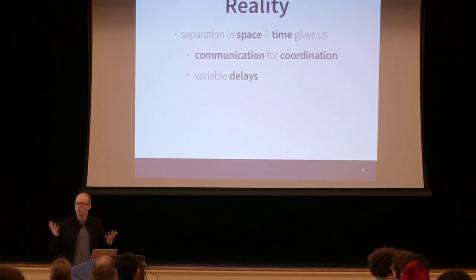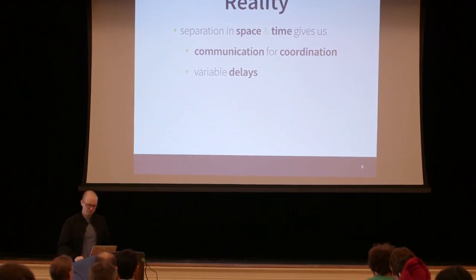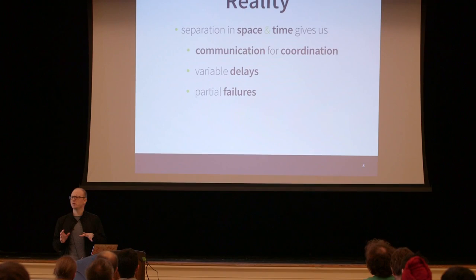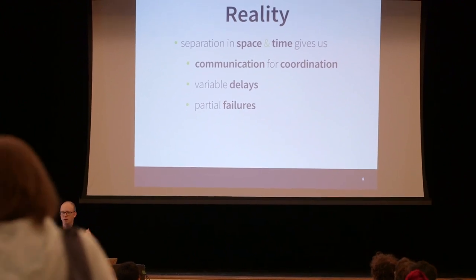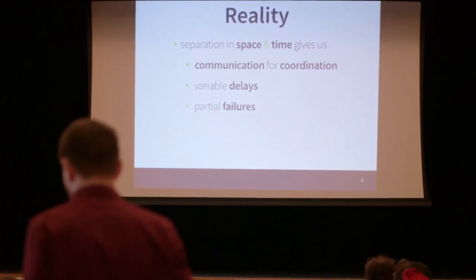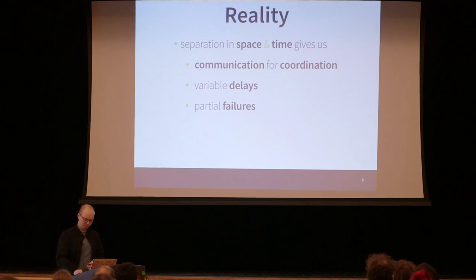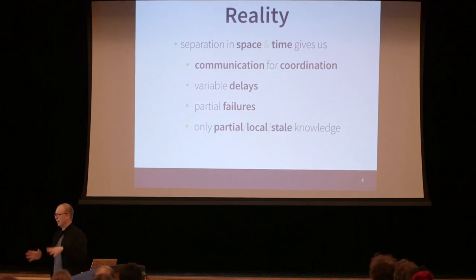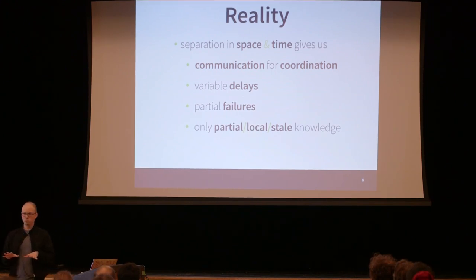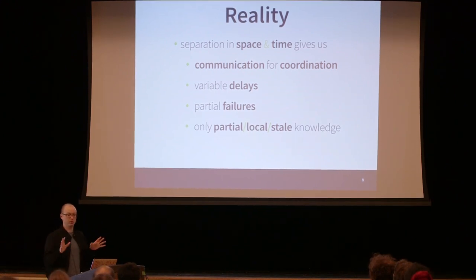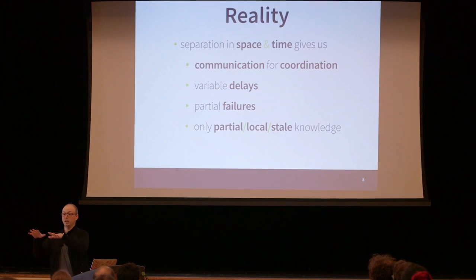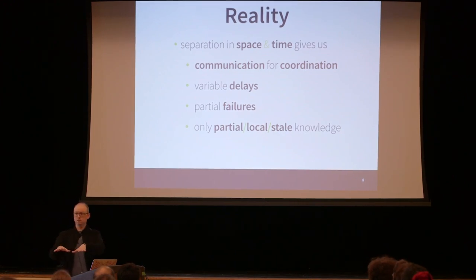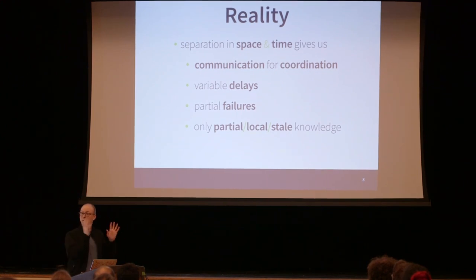It might be interrupted. It might be corrupted. We'll also have these sort of partial failures where things might be broken in one direction, but not the other direction. So I think that my message is getting through, but your acknowledgement is not. It also means that all knowledge is partial, local, and stale. We only know what we know, but we don't know what we don't know yet. Right? So we always have potentially stale, old information, knowledge.